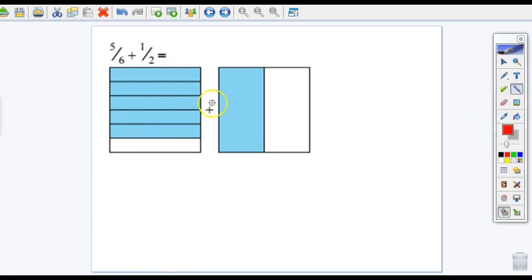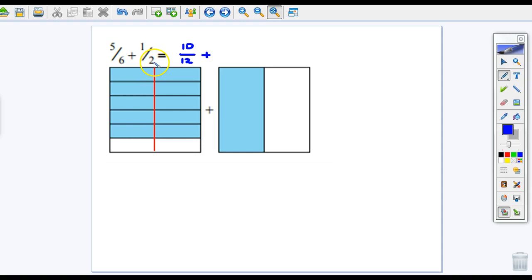So by doing that, I'm going to just add a line here down the center. Good. So what I did essentially was I multiplied 6 times 2 because now I have 12 pieces of my fractions. So when I multiplied 6 times 2 to get my 12 as my denominator, I also have to multiply 5 times 2, and that's going to give me my 10 in the numerator.